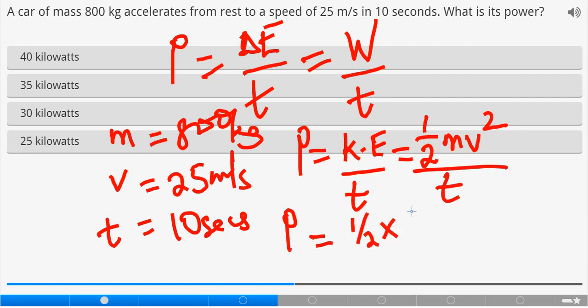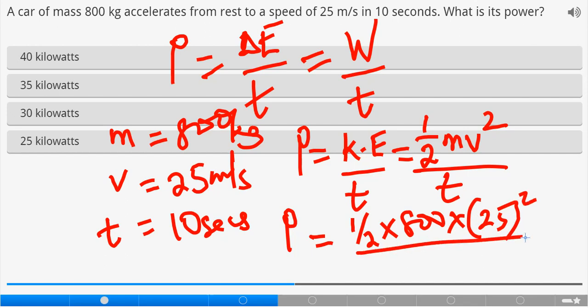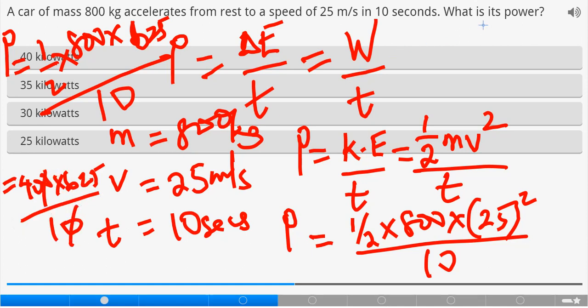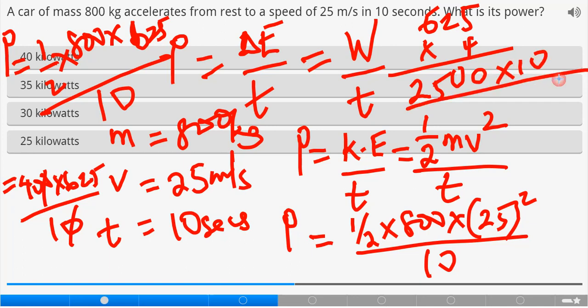Half times 800 times, now we have 25 all squared divided by, we have 10 seconds. So power now is equal to half times 800 times 25 squared, which will give us 625, divided by what? 10. So we now have 400 times 625 divided by 10. This will cancel this. So we now have 625 multiplied by 4. So this is 20. This is 10. Remember one. This is 25. Multiplied by 10. We have 25,000 watts.